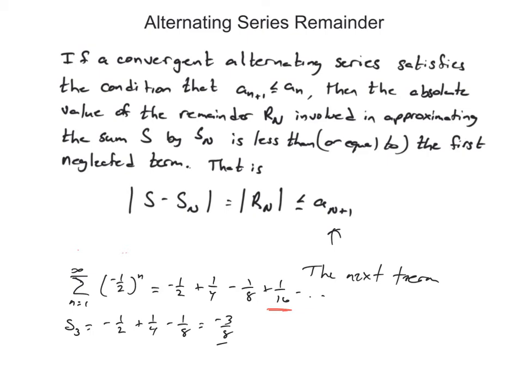So I know that the true value of this sum is going to be between negative 3/8 minus 1/16 and negative 3/8 plus 1/16. That will give me the true value of this particular alternating series.